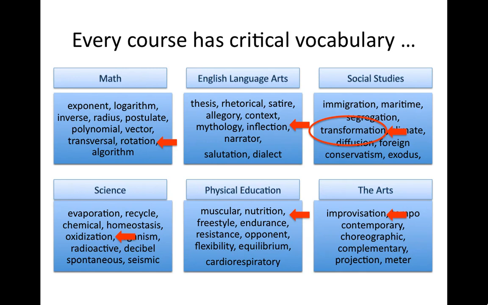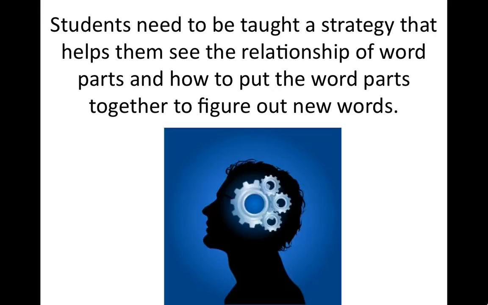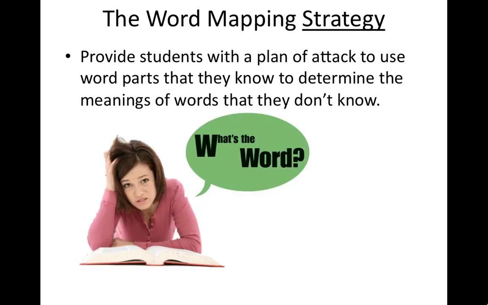Teaching common word parts is the first step in unlocking the meanings of unknown words. Students need to be taught a strategy that helps them see the relationship of word parts and how to put the word parts together to figure out new words. They need to be taught how to think about words. The word mapping strategy was designed to provide students with a plan of attack to use word parts that they know to determine the meanings of words that they don't know.